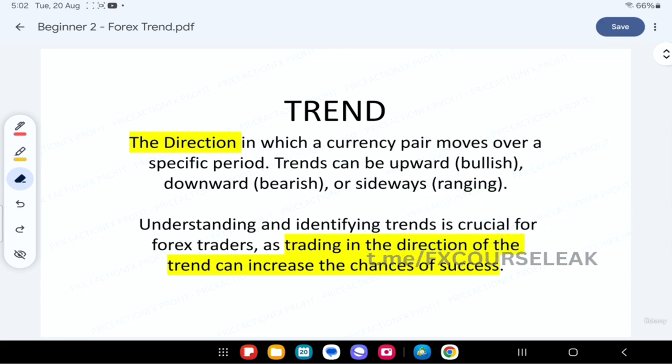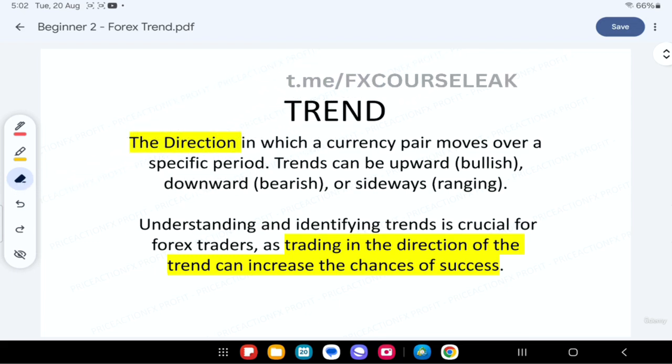So please bear in mind that trading in the direction of the trend can increase the chances of success. When you know that it is a buy trend, we only do buy trades in a bullish trend. And the other way around, if you know that this is a bearish trend, we will only focus on doing sell trades in a bearish trend.